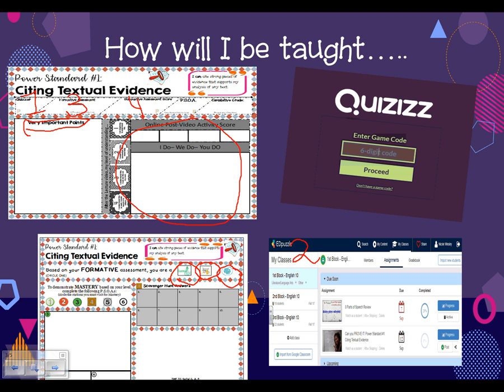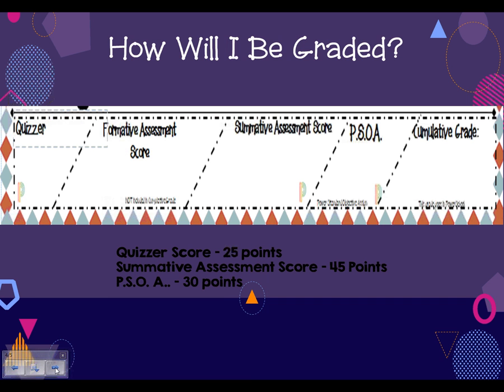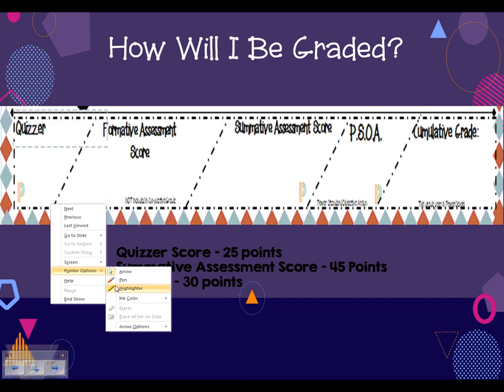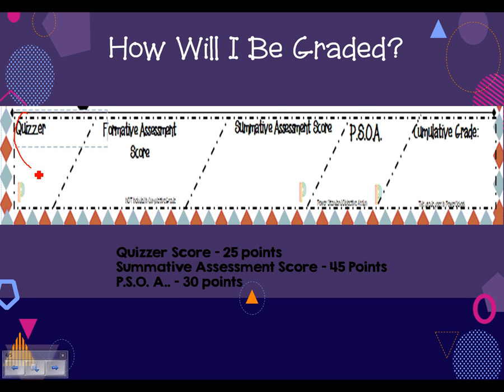So what do I do with all that stuff? That's the kicker, right? How will I be graded? So essentially what I'm going to do is I am going to take your Quizzer score. I'm going to take your summative assessment score, and I'm going to take your completion of the PSOA, the Power Standard Objective Assessment Worksheet. And that's the worksheet that you got today. And you're going to get a score for each of those. So 25 points for your Quizzer, 45 points for your summative assessment, and 30 points for your PSOA.